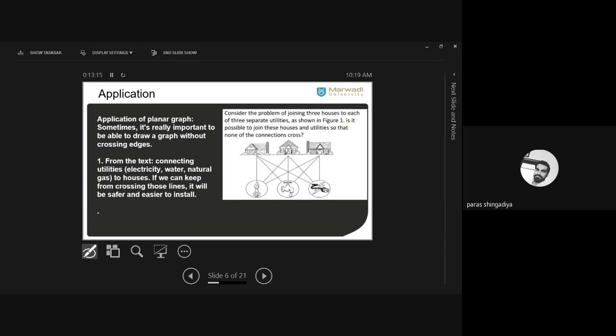Therefore, application of a planar graph is required here. You have to recreate this graph. You have to modify it, okay? You have to recreate the connections again in such a way that no two connections intersect at any place. So is it possible?